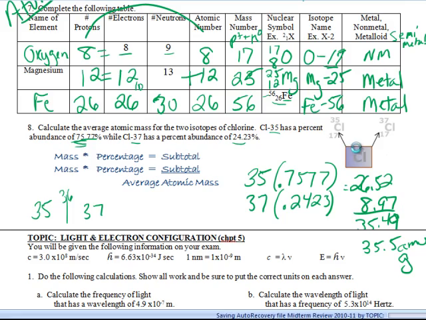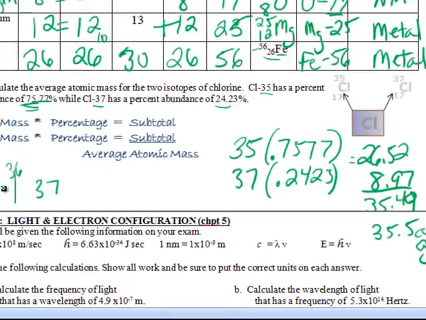Okay, so 2 isotopes, you can't just take the average smack in the middle. What you have to do is consider the percentages, so you multiply, get your subtotal, and add them up. All right, all done with this section.